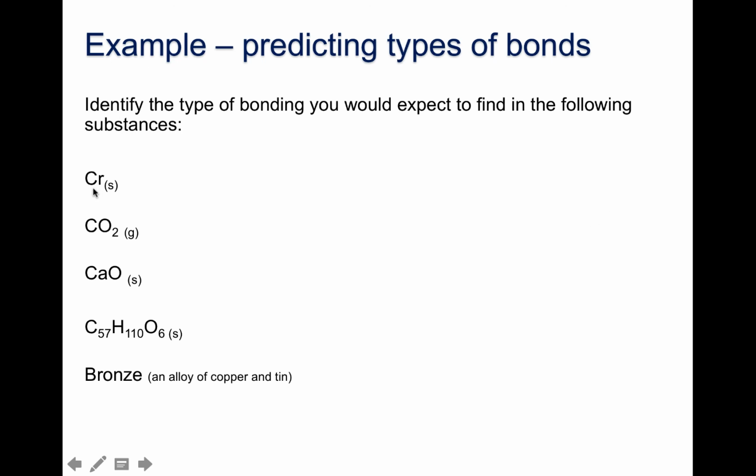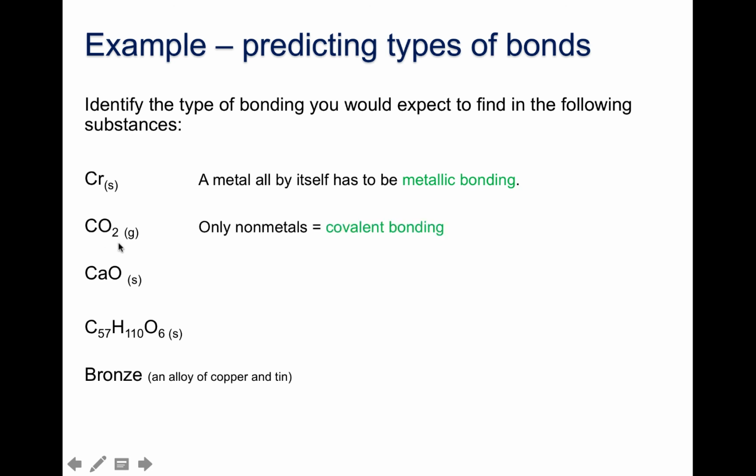If you have just the element chromium, which is one of your transition metals, you would expect, just because there are only metals present, to have metallic bonding. For the next example, carbon dioxide, we have carbon and oxygen, and both of those are nonmetals, so you would expect this to be a covalent bond. Those elements would be sharing electrons.